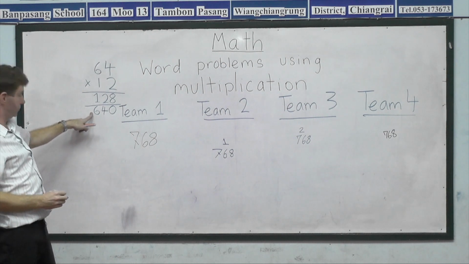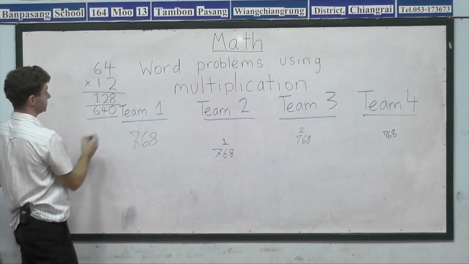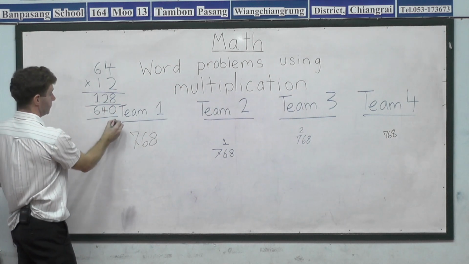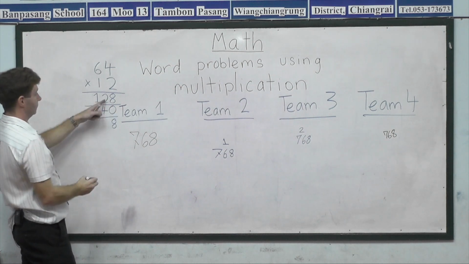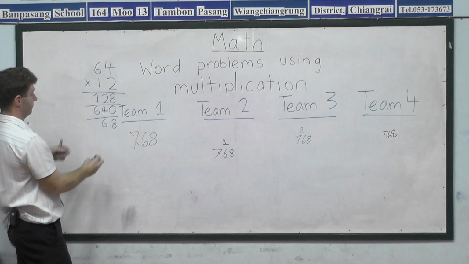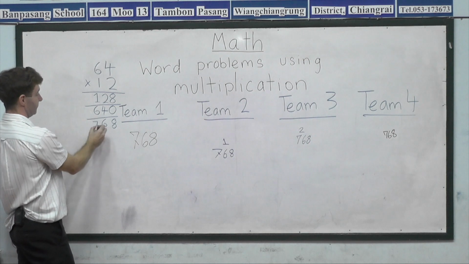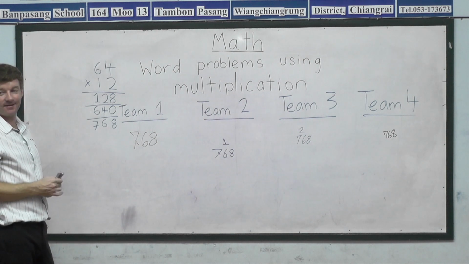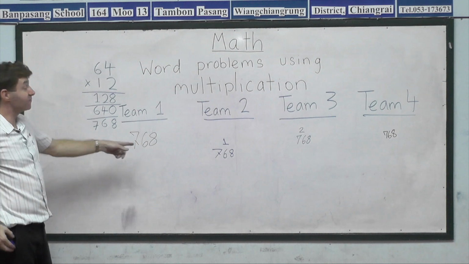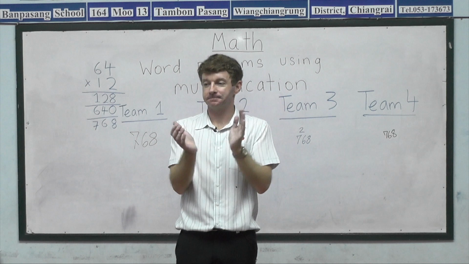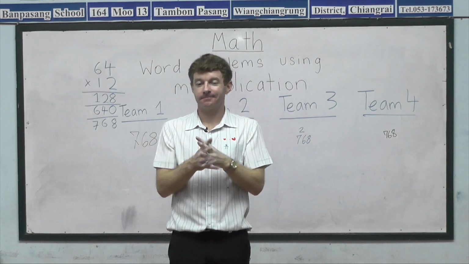So what do we do now, guys? Plus. 8 plus 0 equals 8. 2 plus 4 equals 6. 1 plus 6 equals 7. So what's the answer? 768. Everybody got that correct. So, round of applause.